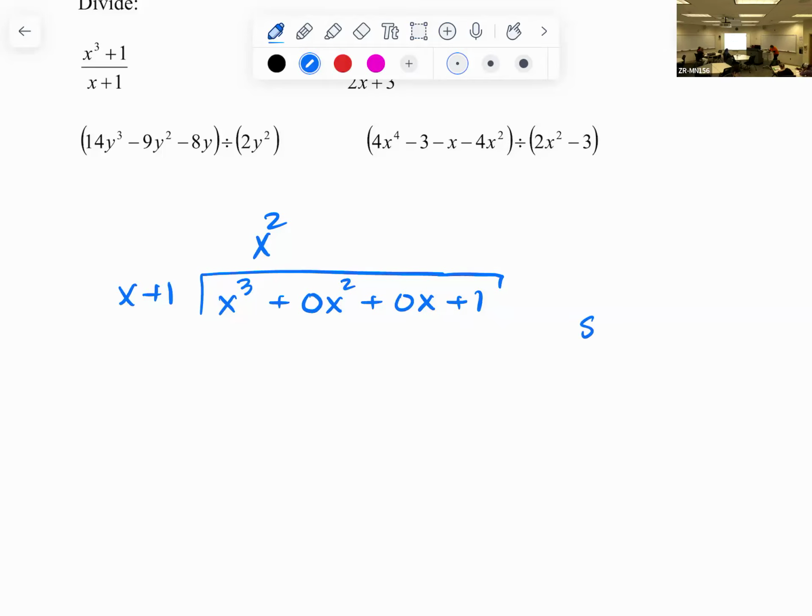Then we do our side step. I say x squared times x plus 1. Now you have the whole thing. It's what we did with our 3 times 2. Multiply that out, x cubed plus, so we're just rainbowing, x squared.